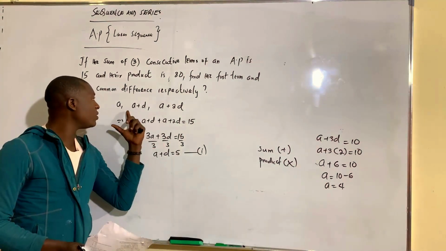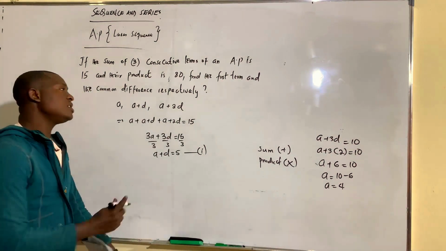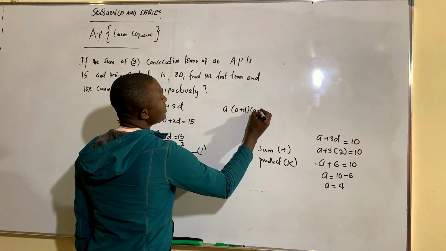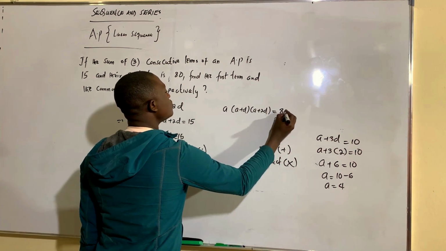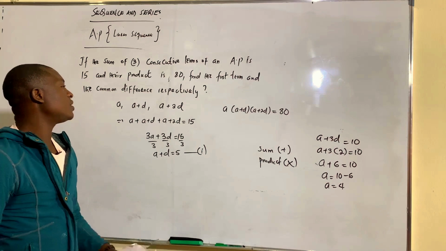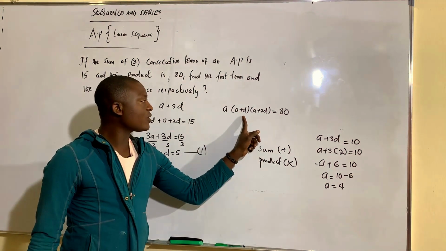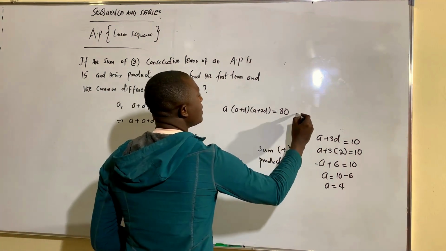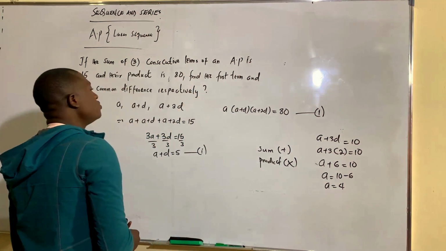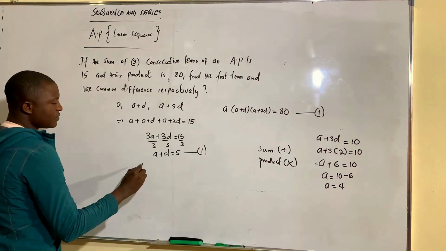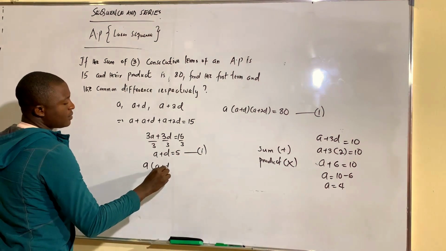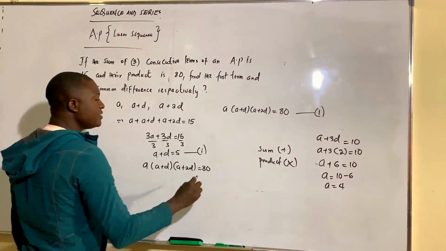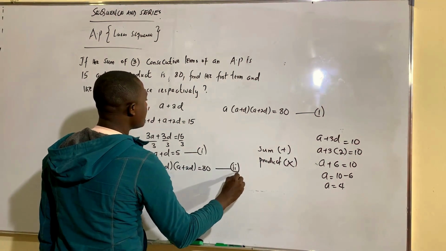That is the same first, second, third. If their product is 80, I can have A, A plus D, A plus 2D, if their product is equal to 80. That is, when you multiply all the three terms together, the first one, the second one, the third one, if it is equal to 80, we can call that one equation 2. So this makes the work easier. The first one we have A, A plus D, A plus 2D, everything is equal to 80. This is our equation 2.